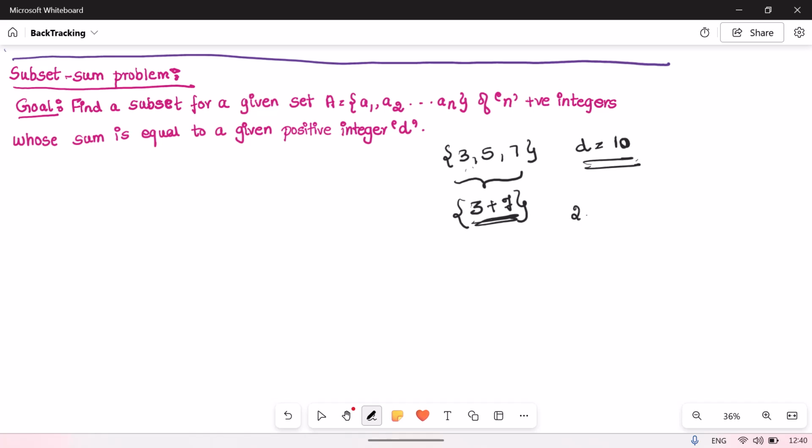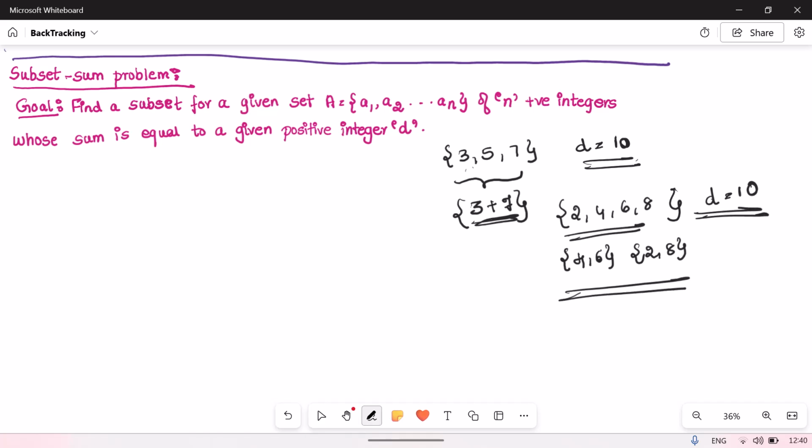Suppose I give 2, 4, 6, 8 and I give the D value as 10. How am I supposed to get the solution? One possibility is 4 and 6. That will give you 10. The other possibility is 2 and 8. So if you give these two things, this should be the result that you are supposed to get. I hope you have understood. That is your subset problem.